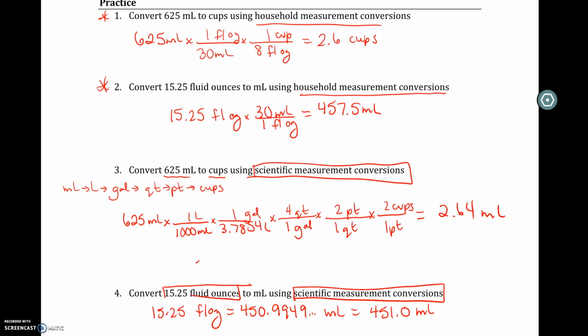When you do the following conversions, you should get about 2.6 cups for the first one, 457.5 milliliters for the second. When you repeat the first example using scientific measurement conversions, accurate to 3 significant digits, we get 2.64 cups. And for 15.25 fluid ounces, using scientific measurement conversions, accurate to 4 significant digits, we get 451.0 milliliters. Again, we can get a sense of the error involved in our measurements by using both approaches. In the next part of our notes, we're going to look at how we can use unit factor method to do dosage calculation conversions as well.